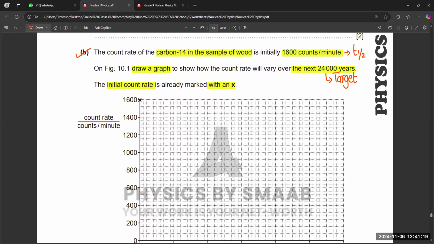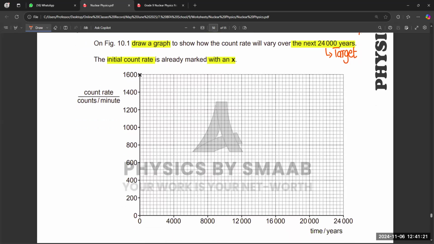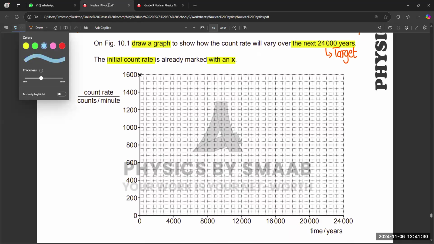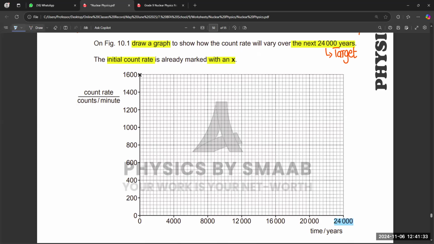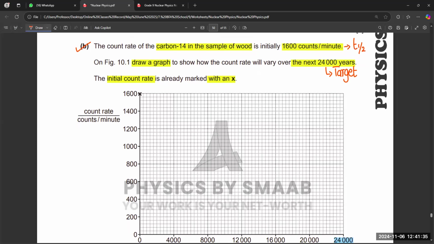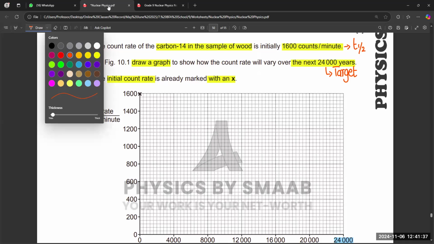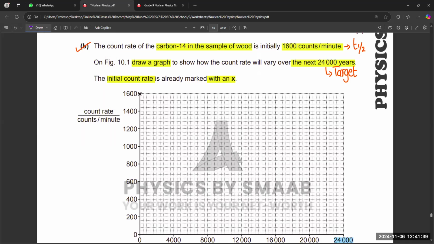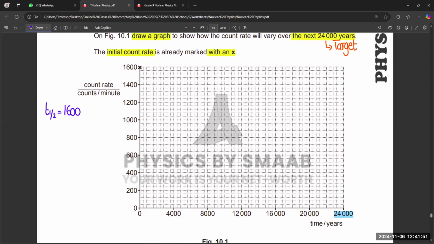Okay. So we are starting from 1600, and on the x-axis you can see we have 5,000, 8,000, 12, 16, 20, 24. So they are asking about the last value in the graph, that is 24,000 years. Okay. So it is very simple. First of all, if we write down some values to make it simple. So the first half-life takes place at 1600 counts per minute.